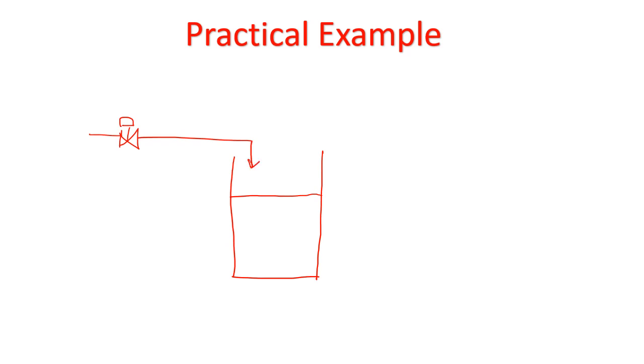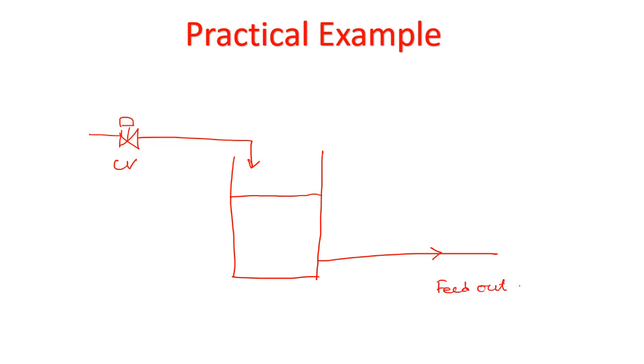Now, as I promised at the beginning of the video, let's take another practical example of the wind-up situation. Suppose there is a vessel and our purpose is to control the level of this vessel to a particular point. There is a feed-in line going inside it, and there is a control valve here, and the flow is going out from the feed out line.